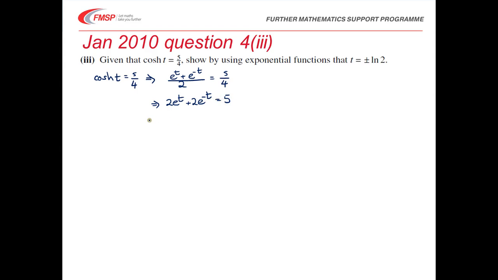Then if we multiply through by e to the t, we get 2e to the 2t plus 2 equals 5e to the t. That's a standard method for getting ourselves a quadratic equation. So multiplying through by e to the t. Rearrange that to form a quadratic equation we can solve.